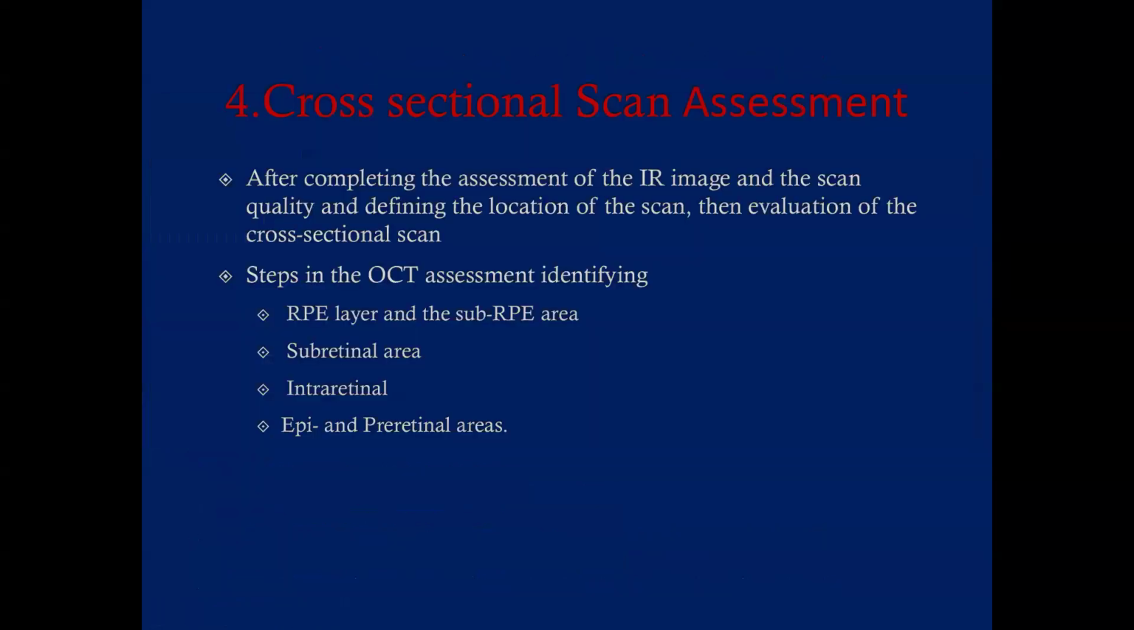So, cross-sectional scanning assessment: when you assess the retina, after completing assessing the infrared image, that means each type of infrared image reflects a pathology, then you have to start to assess from the retinal pigment layer, sub-RPE layer, subretinal layer, intraretinal layer, and preretinal layers. So I will go one by one.